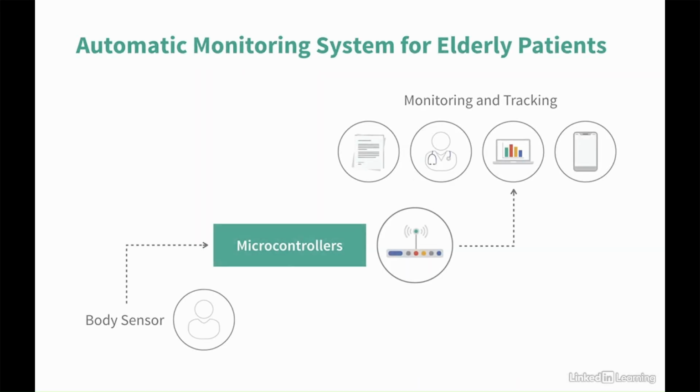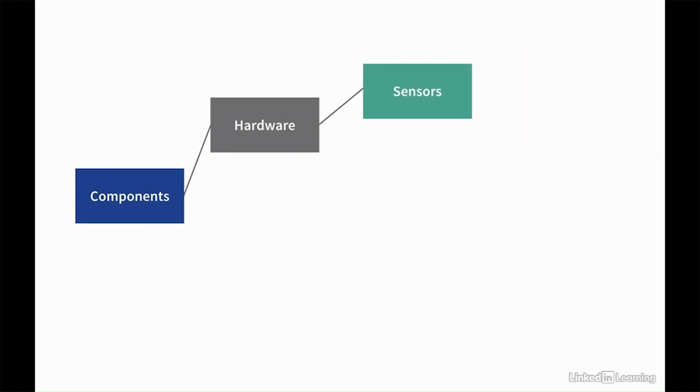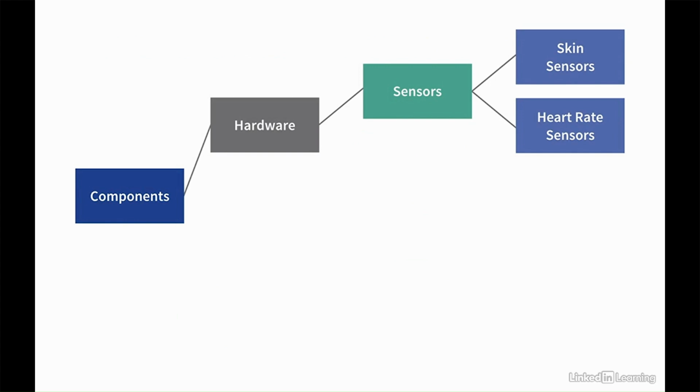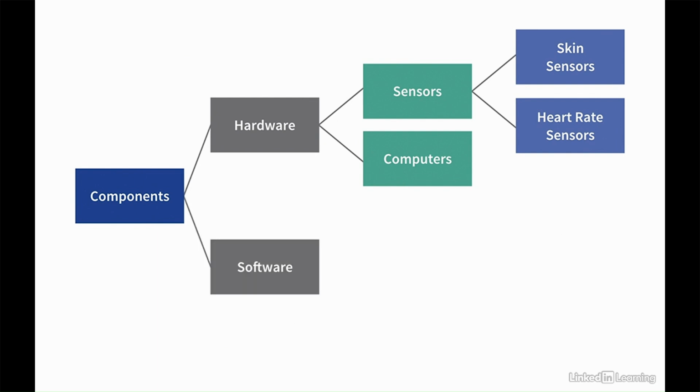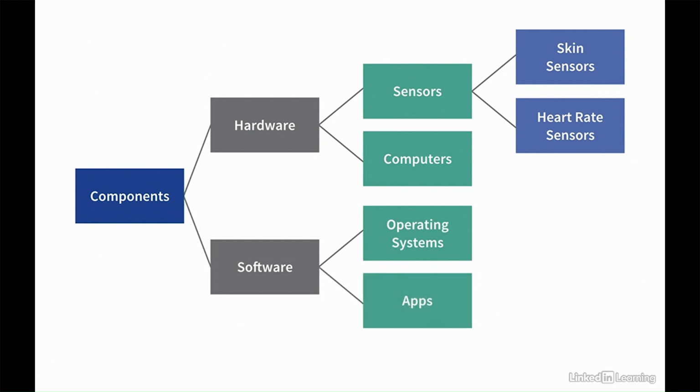Software and hardware. So for the automatic monitoring system, examples of hardware components: sensors used to evaluate patients' vital readings, computers and smartphones, microcontrollers, and network devices. The software components are the operating systems, virtual machines, communication protocols, and data analysis software.